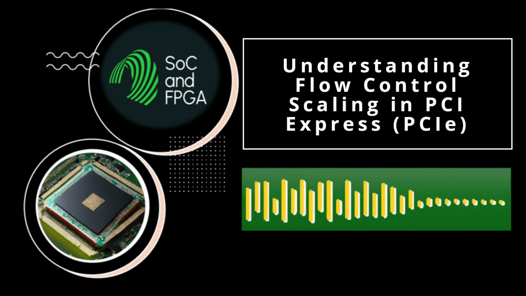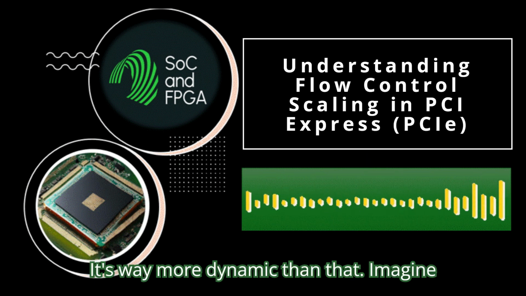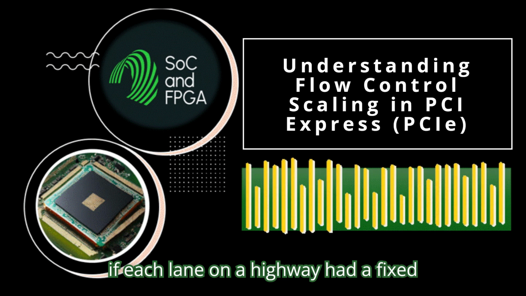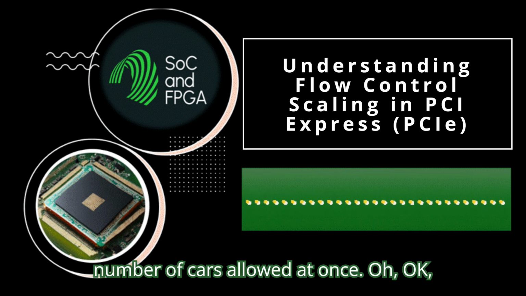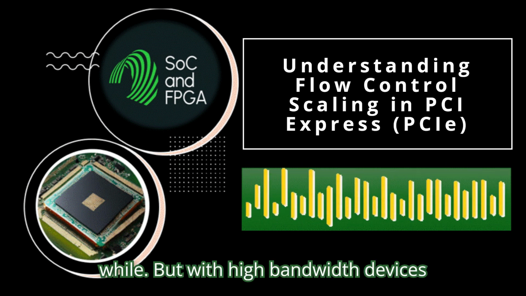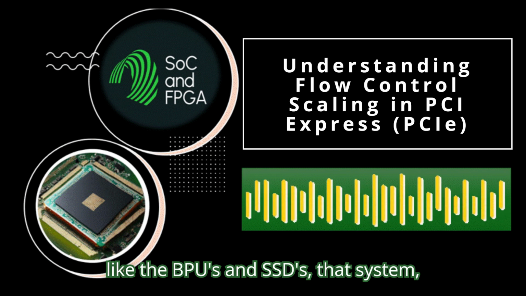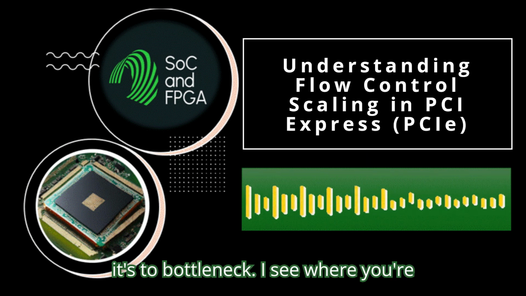Yeah, that's the key. It can't be as simple as stoplights and speed limits, right? You're right. It's way more dynamic than that. Imagine if each lane on a highway had a fixed number of cars allowed at once. Oh, okay. That's how traditional flow control worked. And it was fine for a while. But with high bandwidth devices like GPUs and SSDs, that system is just a bottleneck. I see where you're going with this.